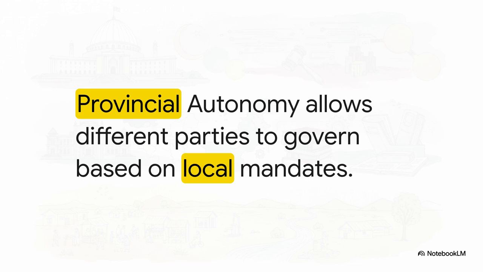Because the ethnic and demographic makeup of each region is so incredibly distinct, you routinely see fierce political rivals governing different parts of the country at the exact same time. For example, a political party that absolutely dominates in Sindh might have literally zero presence in Punjab or Khyber Pakhtunkhwa. The 18th Amendment fiercely protects their constitutional right to rule independently, based entirely on their own specific local demographic mandates.